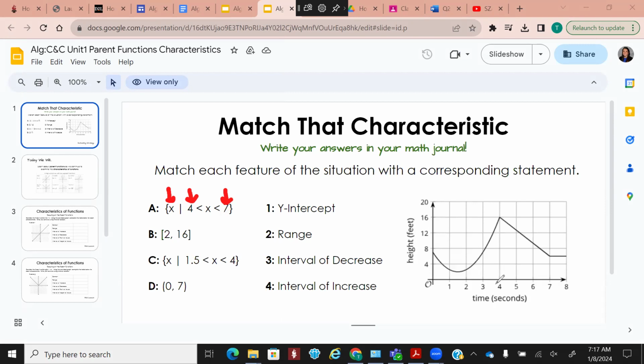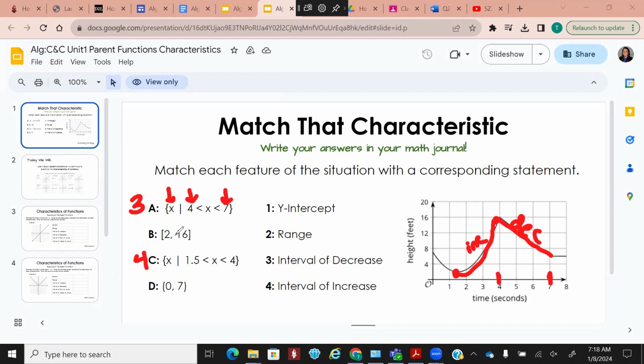So when X is in between 4 and 7, what's going on there? It's decreasing, it's going down, right? Everybody see where that's happening? So you should have matched 3 with A. All right, what about C? What y'all put for C? Increase. So from 1.5 to 4, what's happening here? We're increasing. Everybody see it? Okay.